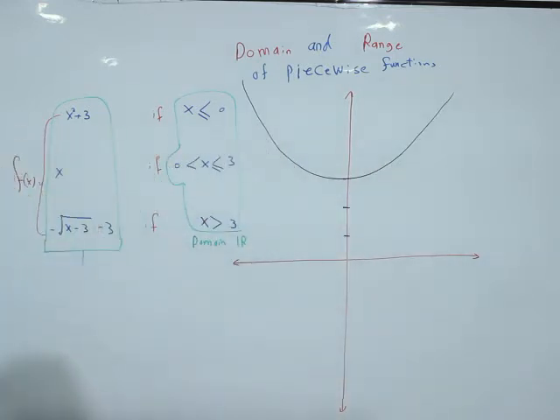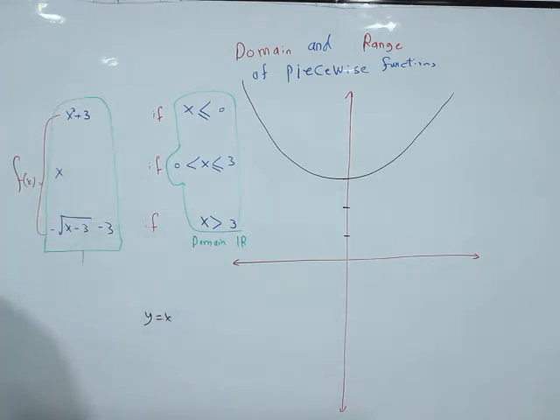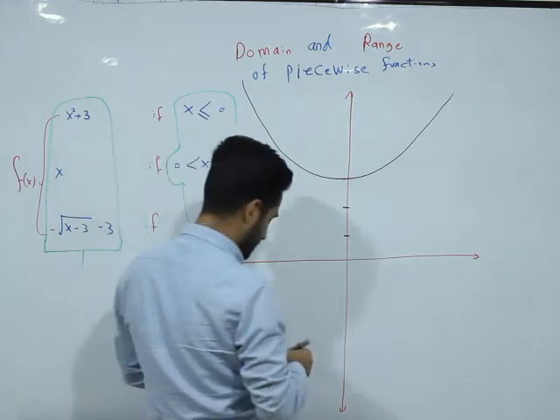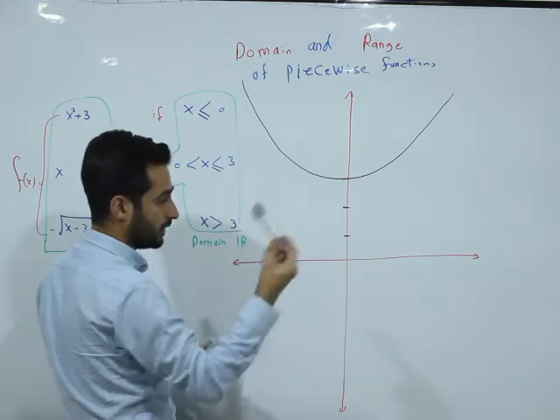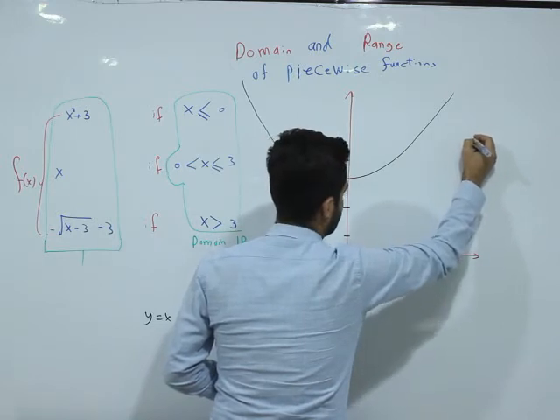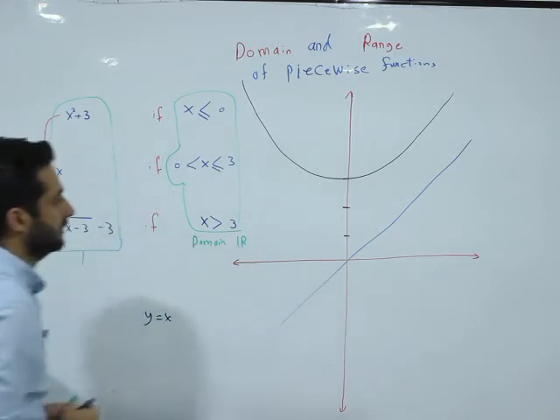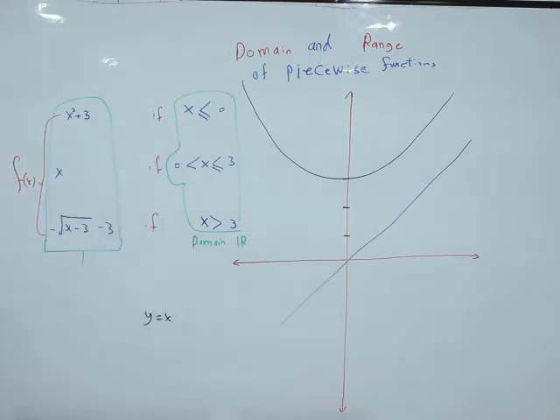Okay, and then y equal to x, you know that, y equal to x, like this. Or f of x is equal to x. X is a linear function. Let me draw in a blue color. It must be like this.